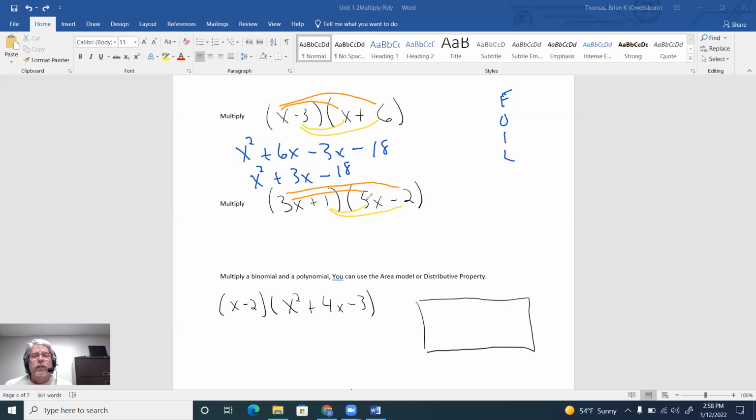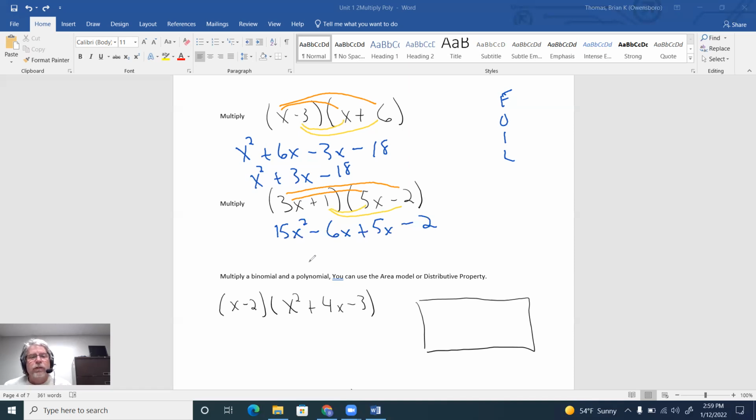So I have to multiply 3x times 5x. So remember, we rearrange things. 3 times 5 would be 15, and x times x would be x squared. 3x times -2 would be -6x. Then I have 1 times 5. 1 times 5 would just be 5. That would be 5x. And 1 times -2 would be then a -2.